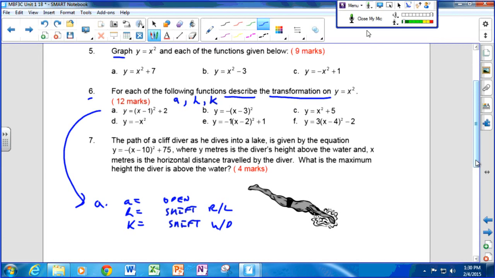So list all the A, the H, and the K, and just describe the shift. Now, notice that it just says describe it. It doesn't say draw it. So save yourself a little bit of time.